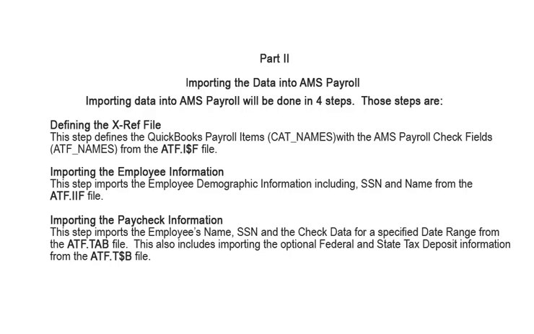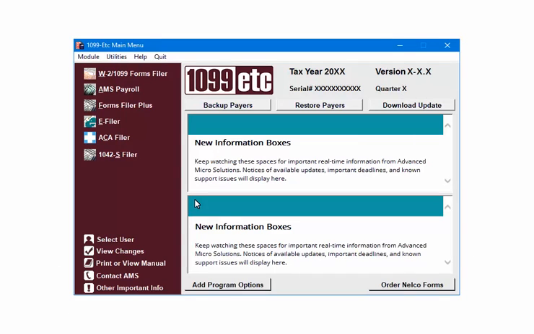Importing the paycheck information. This step imports the employee's name, Social Security number and the check data for a specified date range from the ATF.TAB file. This also includes importing the optional federal and state tax deposit information from the ATF.T$B file.